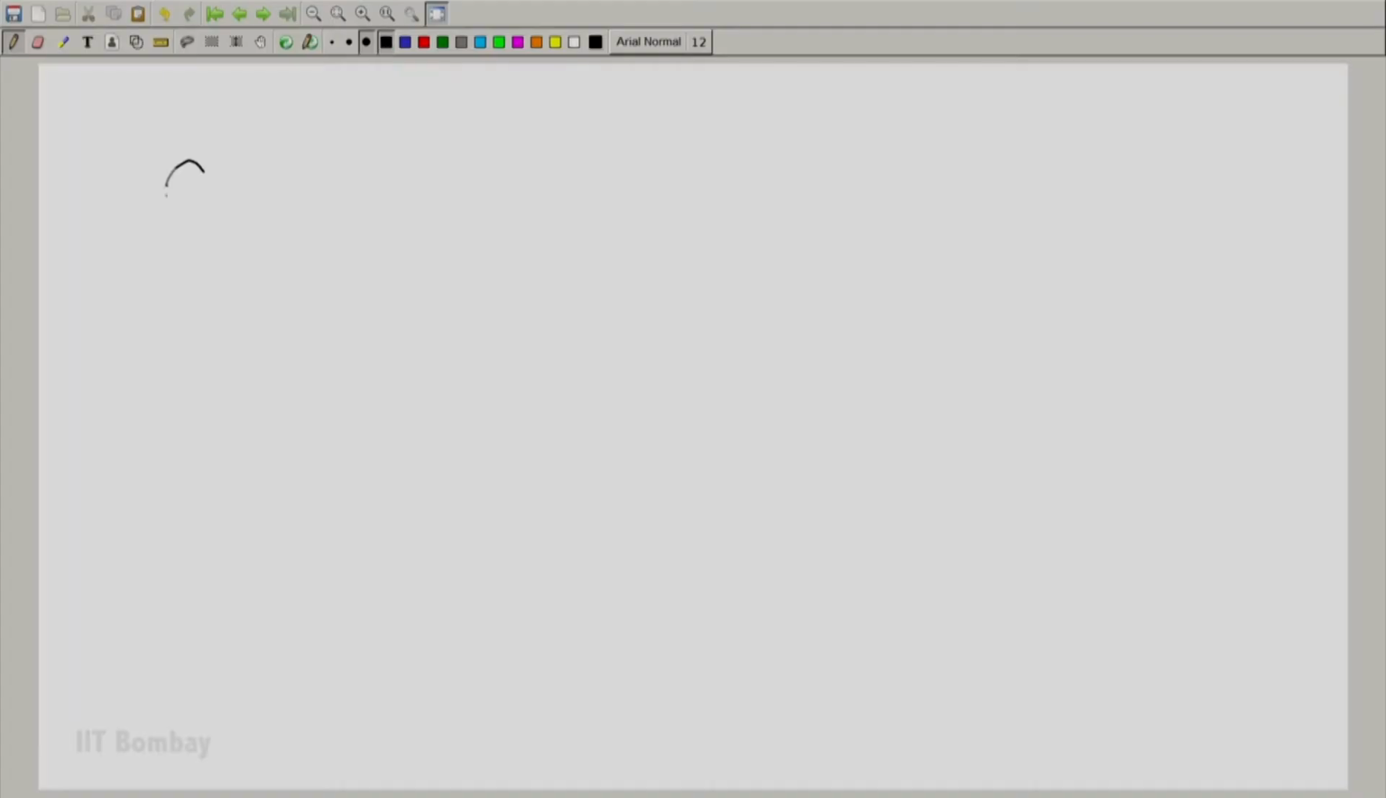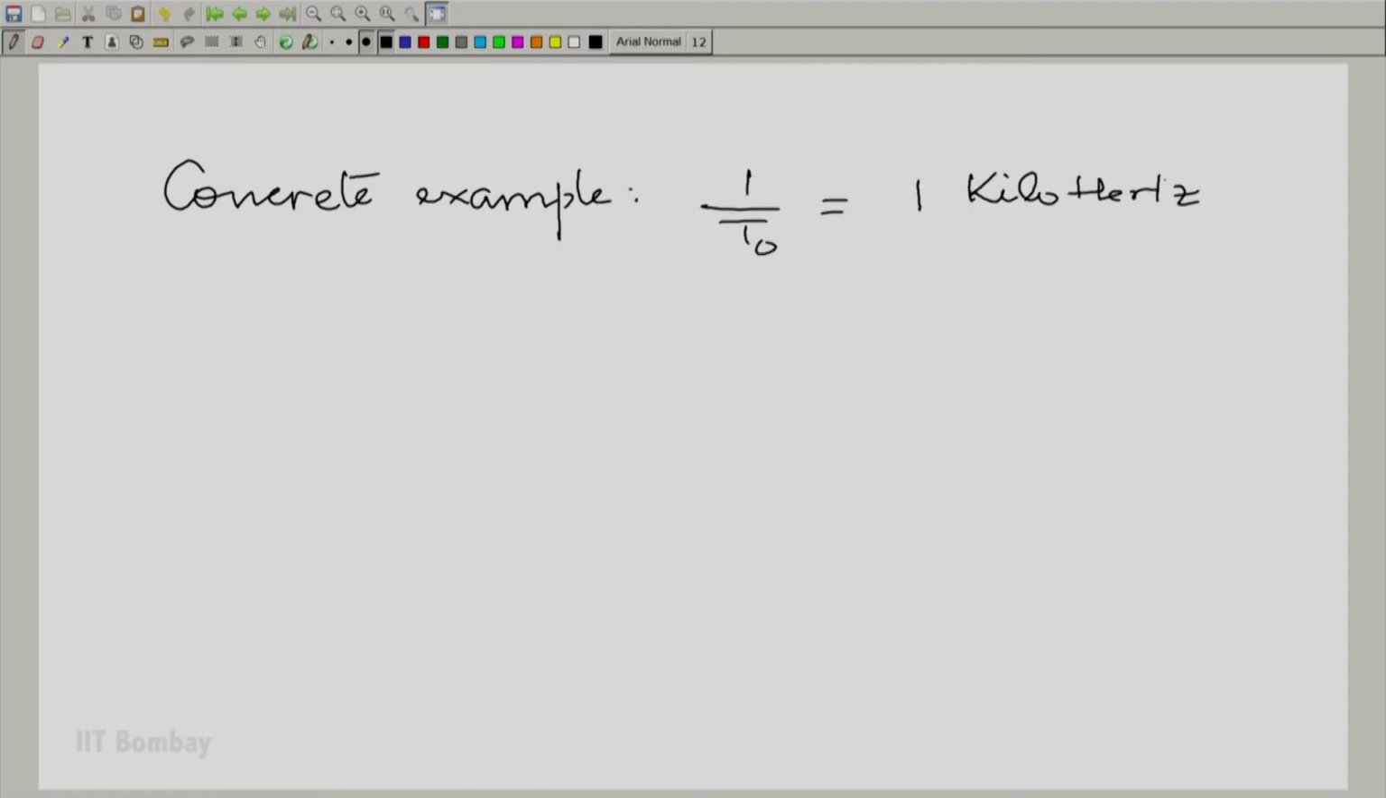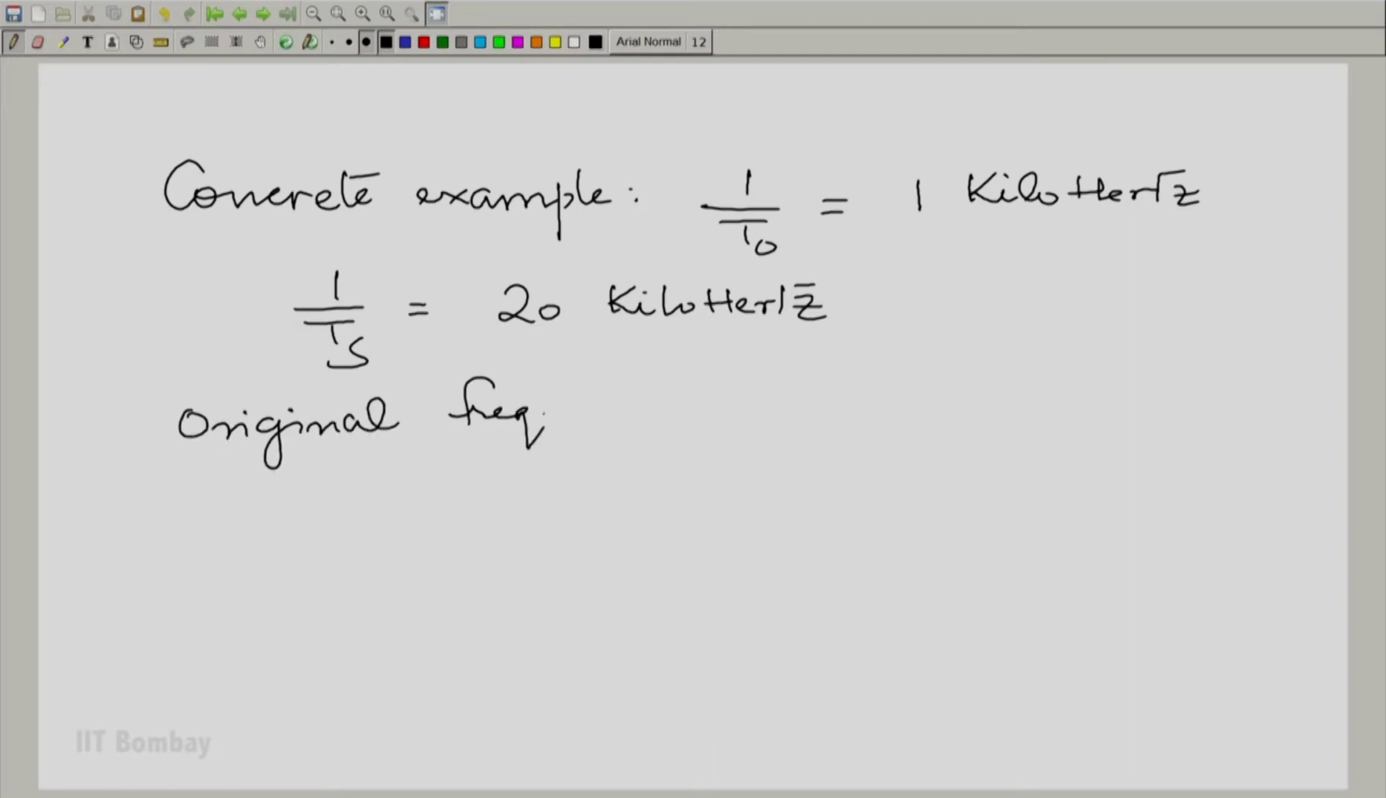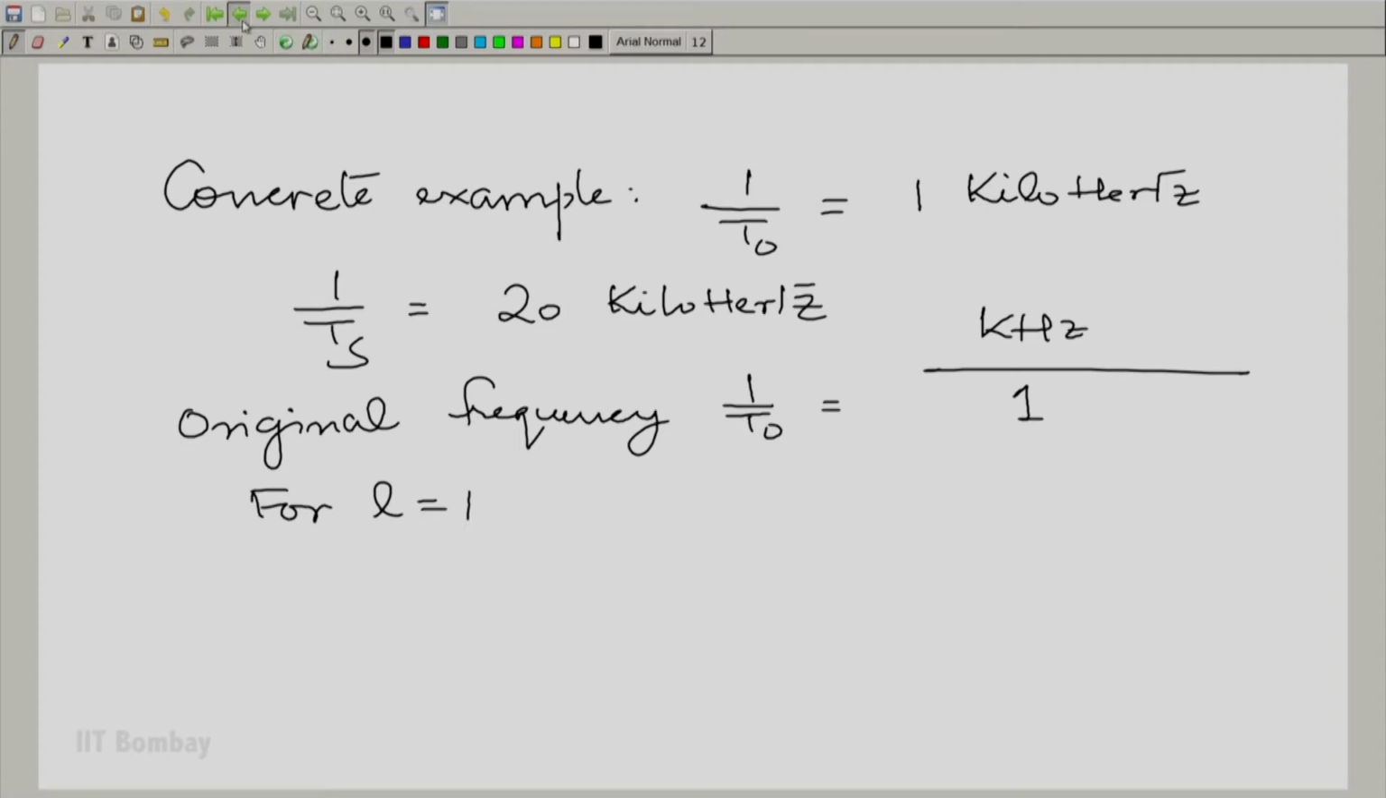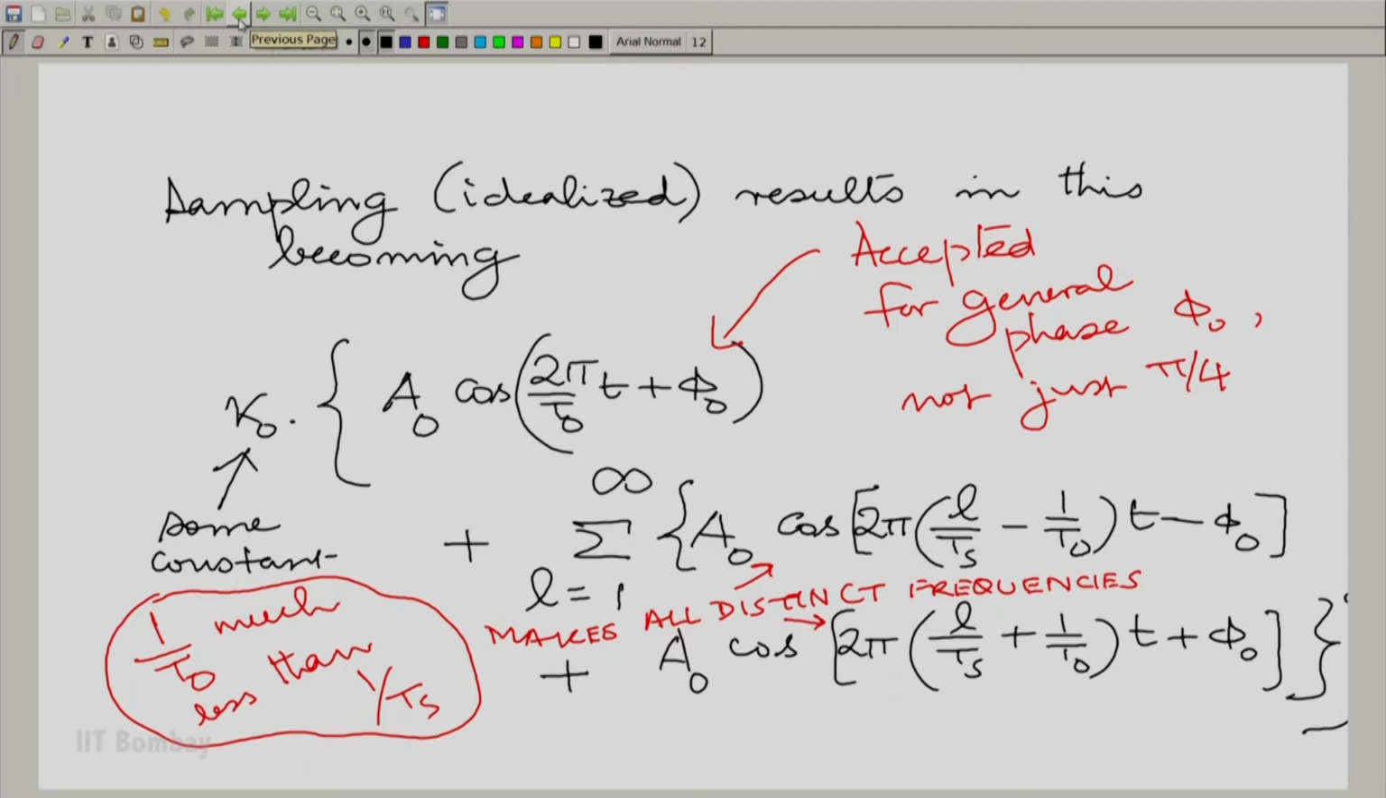What frequencies are we talking about? Let us take a concrete example. 1/T0 is, let us say, 1 kilohertz, and 1/Ts, let us say, is 20 kilohertz. What frequencies are we talking about? You of course have the original frequency, that is 1/T0, which is 1 kilohertz. All frequencies will be in kilohertz now. For L equal to 1, go back and see. What are we talking about? We are talking about L/Ts minus 1/T0. So, 1/Ts minus 1/T0, and L/Ts plus 1/T0.